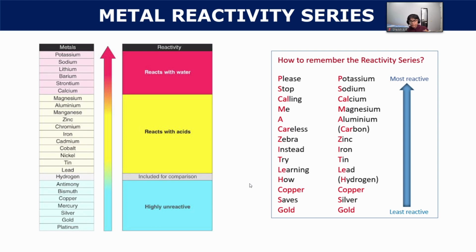And so if you have a metal ion and you put that in water, it's going to react differently. Some of these are going to be super reactive, and some of these are going to be highly unreactive. And the series goes like this. Platinum is going to be the least reactive, and potassium is going to be the most reactive.